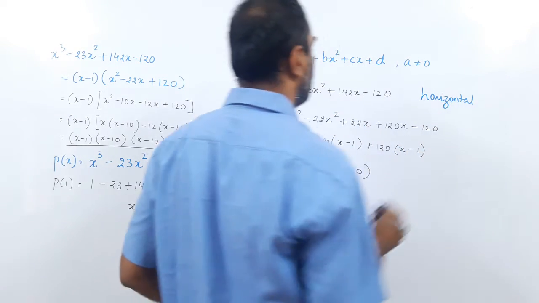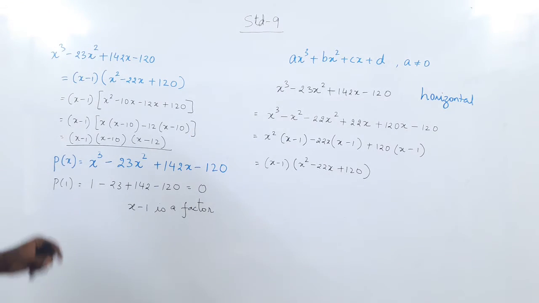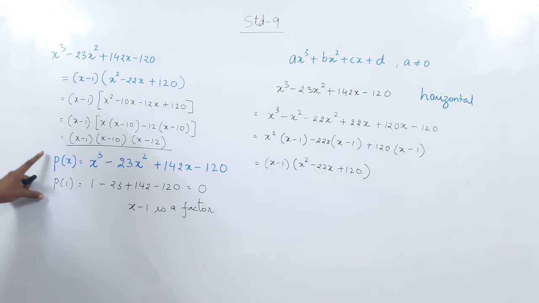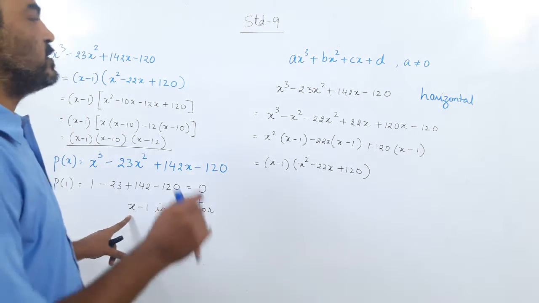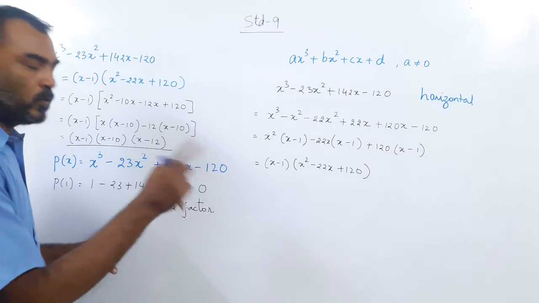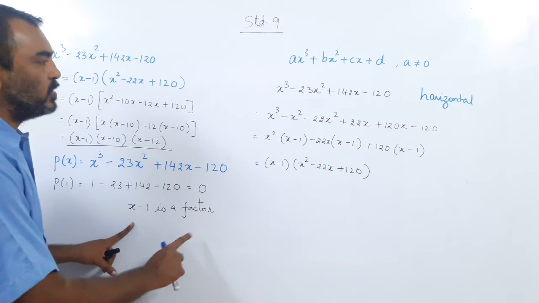So you can choose whichever method you want. But first this step remains common. The factor theorem, the remainder theorem is a common step. Here you can go by the horizontal or the vertical. So horizontal is slightly tricky, but you can practice and you can get very good at it. X minus 1 is a factor.